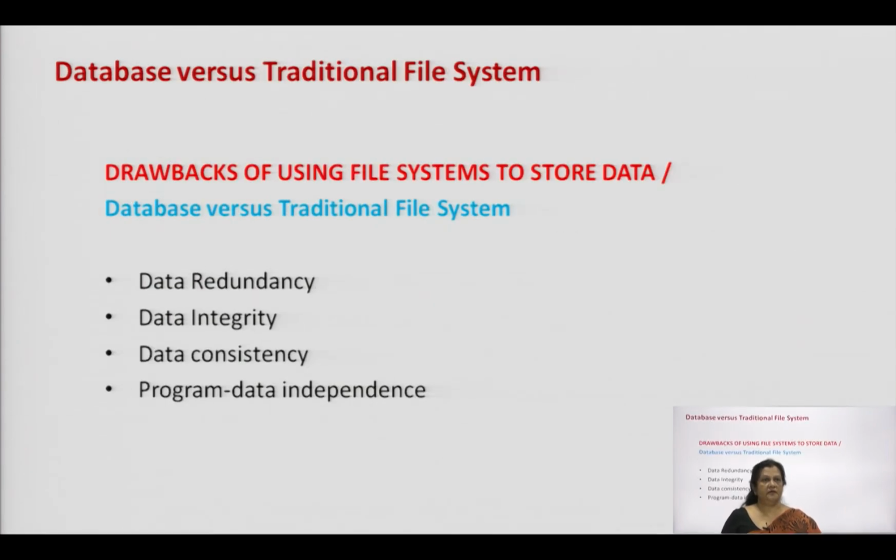Let us take up the drawbacks of the traditional file system, or we may say the database system versus the traditional file system. We already know what a database system is. A database system consists of the database and the DBMS, which is the collection of programs to manage the data in the database. By the traditional file system, we mean the data files that we are creating through the application programs which are written in high level languages. When we talk of the traditional file system, then we are using some programs written in high level languages to create the data files as well as to use the data files.